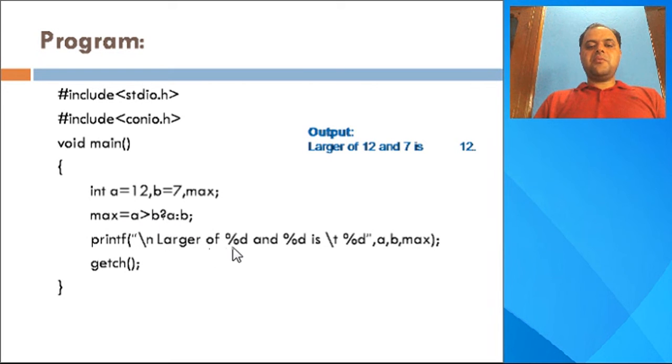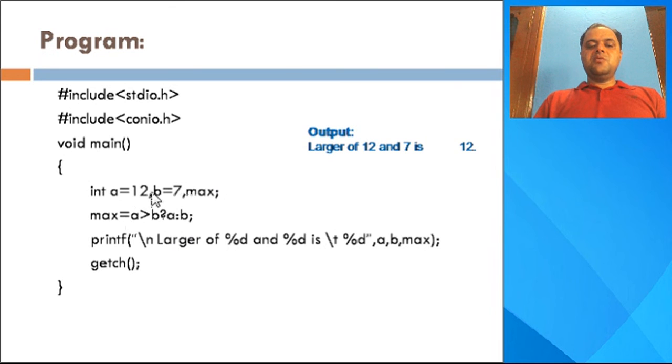The largest of %d, value of a, 12, and %d, that is 7, is max. What is the value of max? In this case it will be 12. So what will be the output of this program? Larger of 12 and 7 is 12. So this is the output of this program.